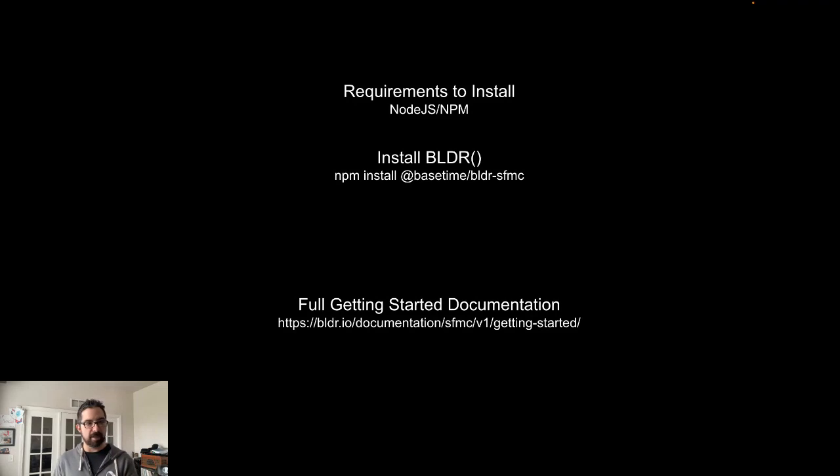On the screen is the link. I'll paste that in the chat. That's the link with all of the getting started documentation. If you go to bldr.io, all of that will be there on the getting started link. It has all the details around the installed package, and everything you would need to get up and running with Builder, as well as full documentation around every command that currently exists for Builder.